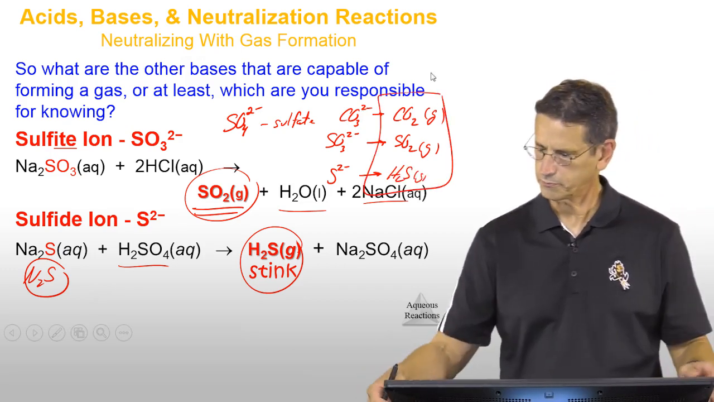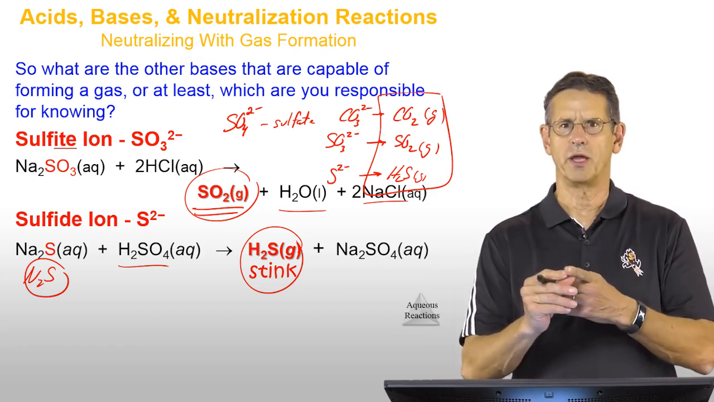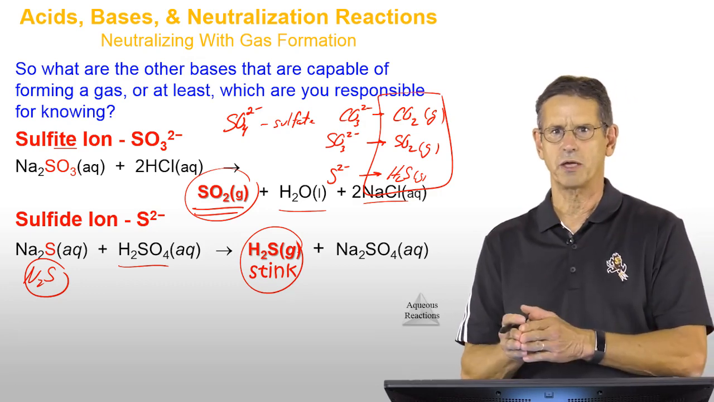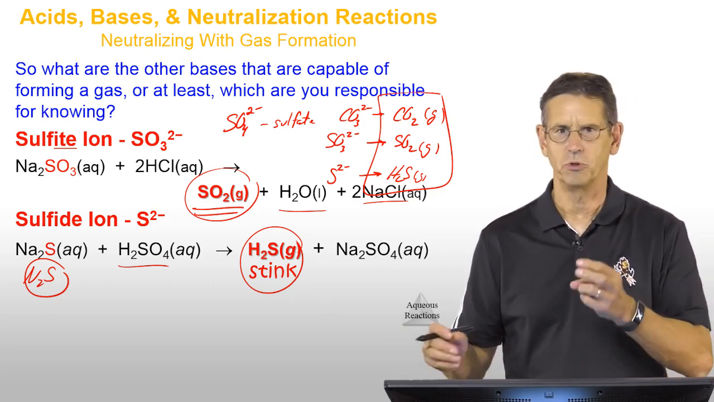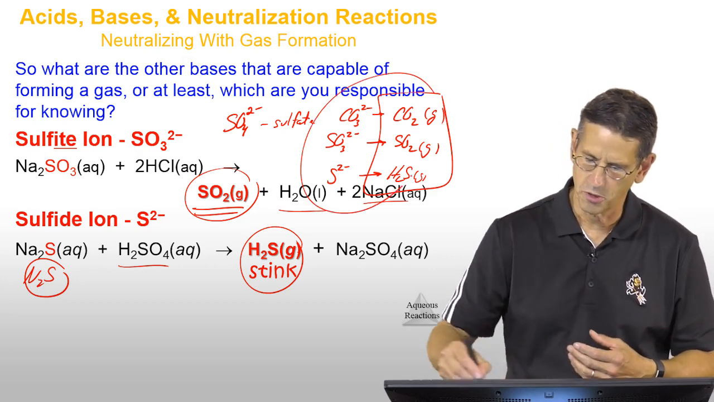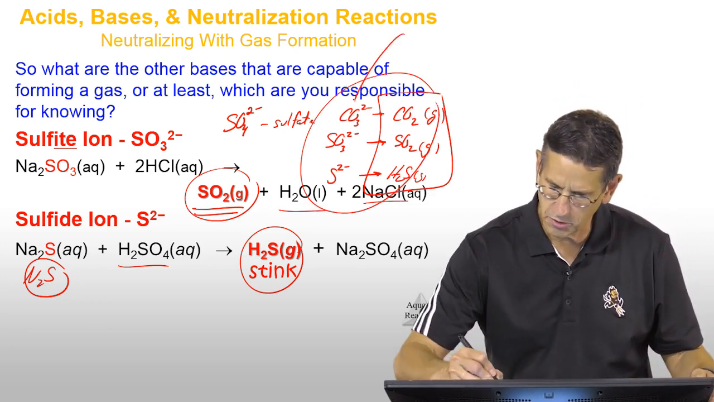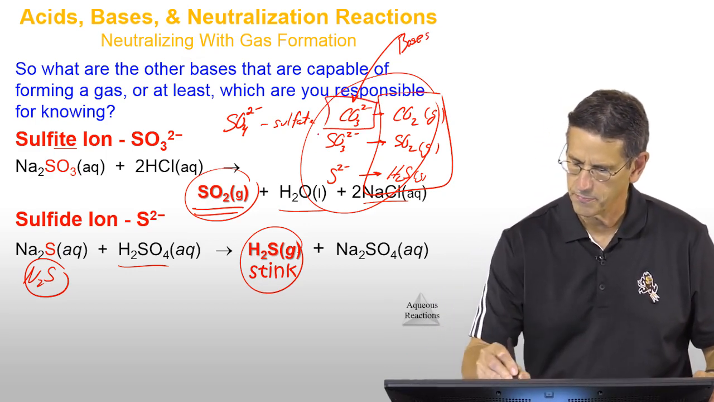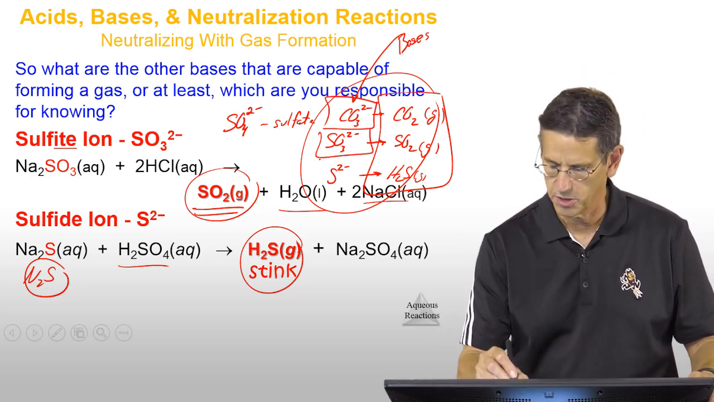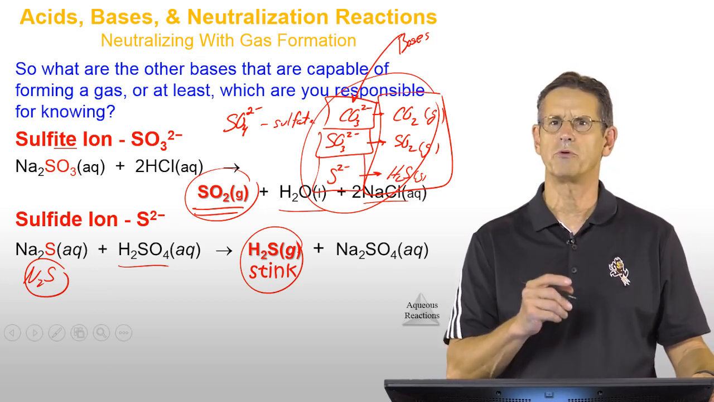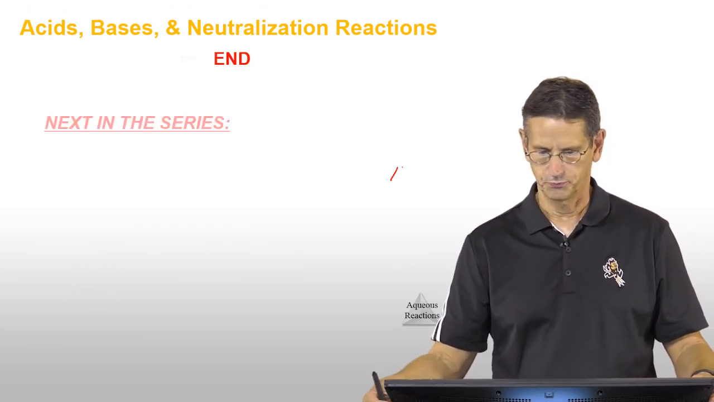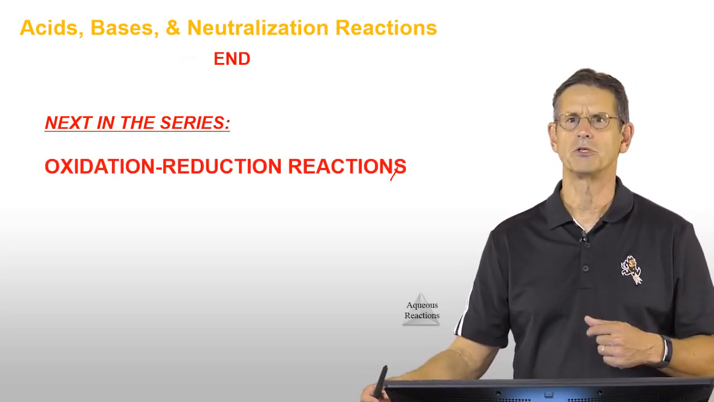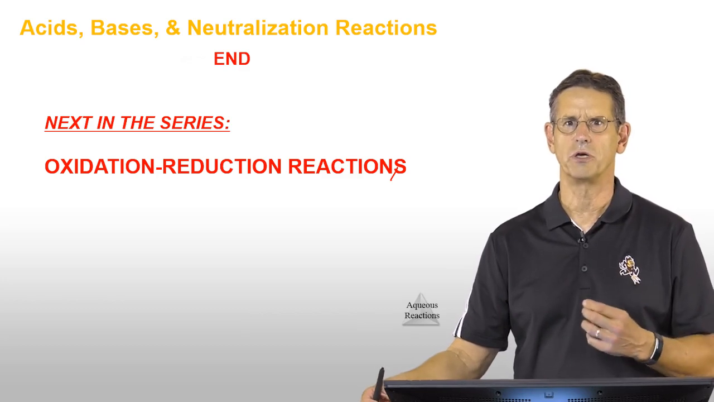So acid-base neutralization reaction, salt plus water. Acid-base gas-forming reaction, a salt plus a gas. And we said there's three that you need to be responsible for. Here they are. So let me make sure you're clear on that. These are your bases: carbonate ion, sulfite ion, and sulfide ion. When those react with H+, you'll get a gas. So that's the end of this acid-base neutralization reaction. Our next in this series is going to be talking about oxidation-reduction reactions.